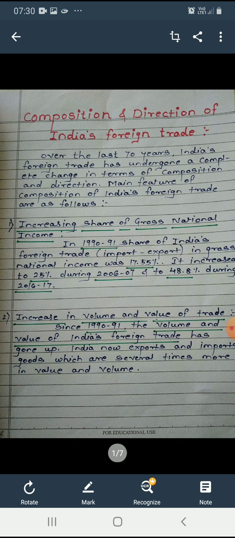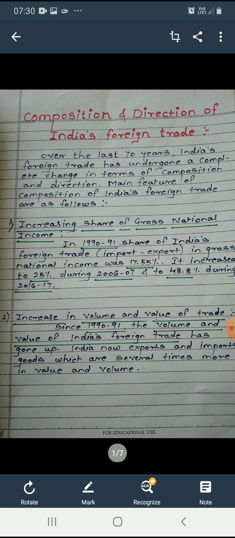First we will see the meaning of these two words, composition and direction. Composition of foreign trade means the things that we import and export. After independence, there is a change in the goods and services that we import and export. Now, direction means the countries to which India exports its goods and the countries from which it imports.